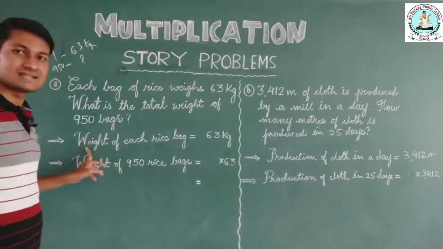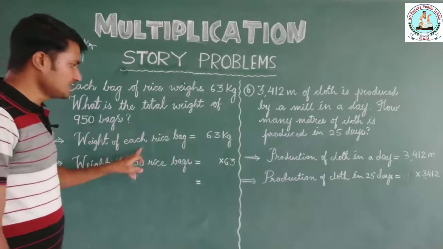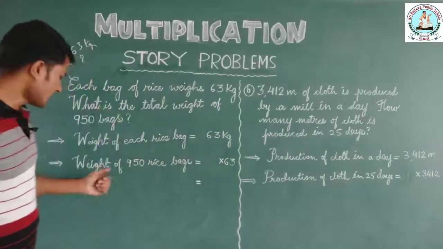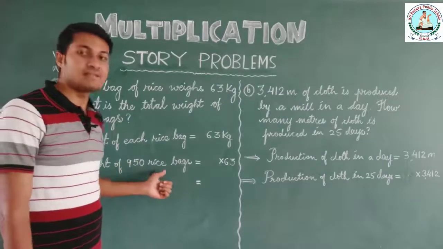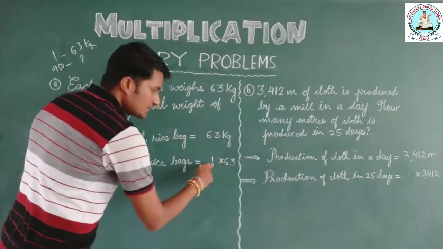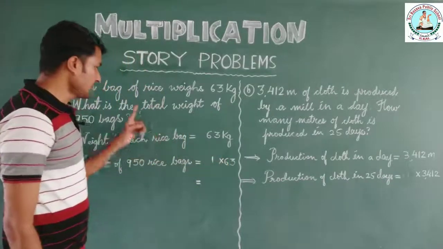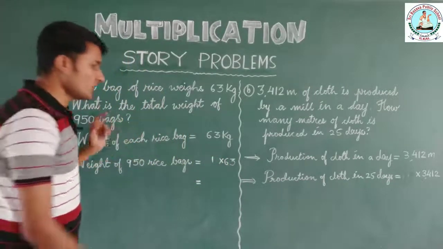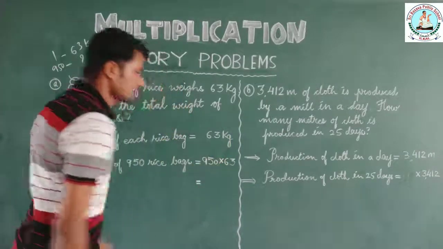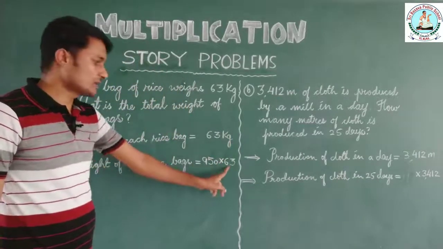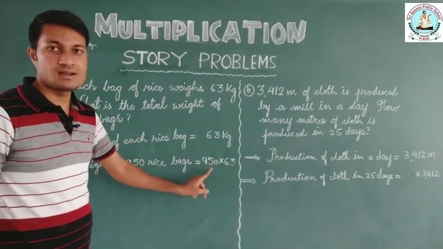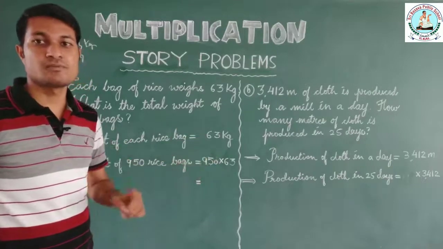So your first sentence would be: weight of each rice bag is 63 kg. It is clearly given, right? And weight of 950 rice bags. So see here, one bag is weighing 63 kg, but we need to find out the total weight of how many bags? 950 rice bags. So you have to multiply the weight of one rice bag with 950. So this is the total number of rice bags.